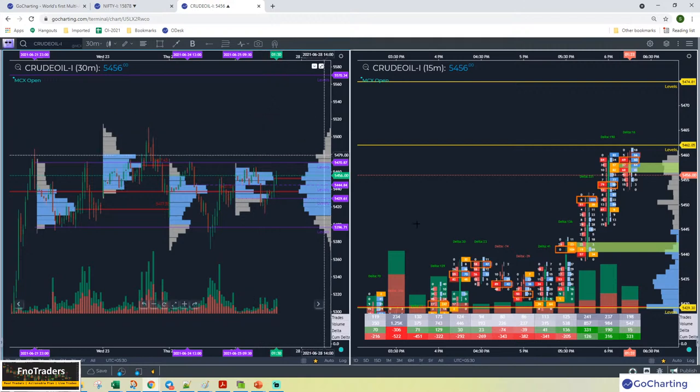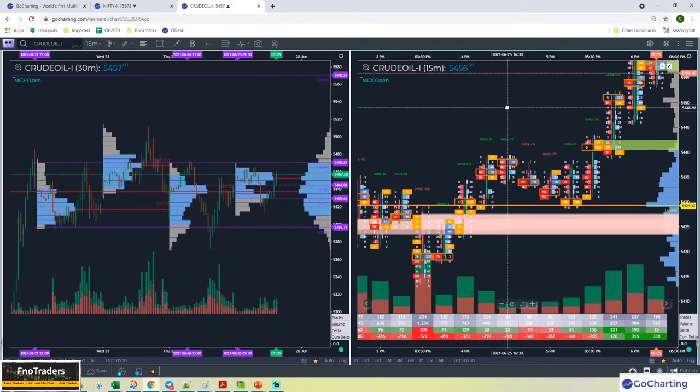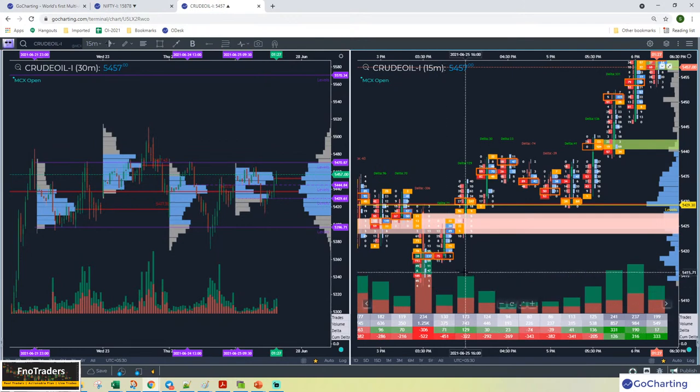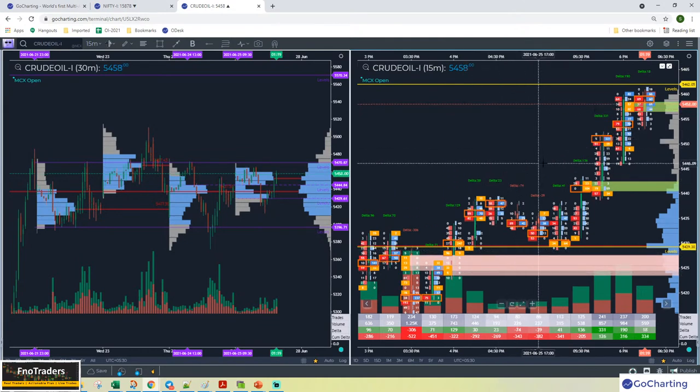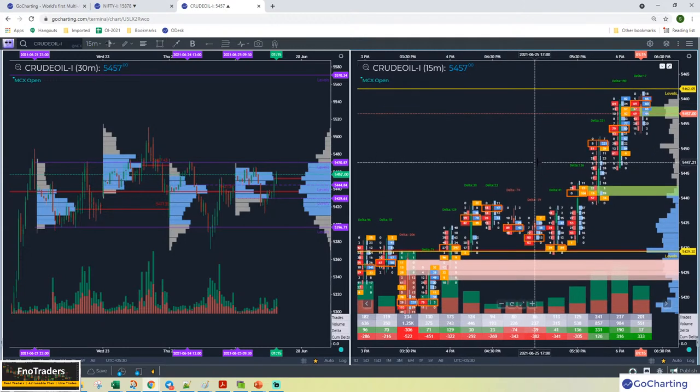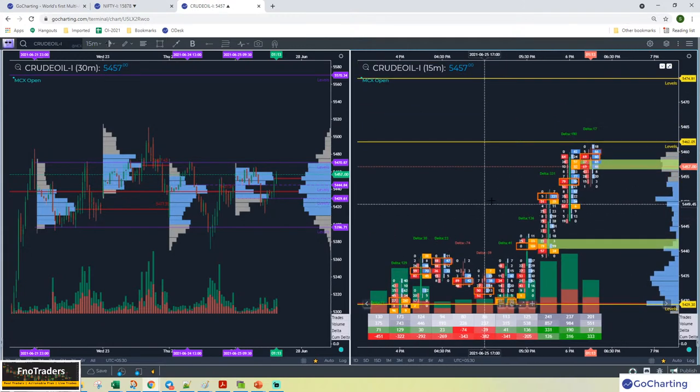So here I'm not looking at absorption and delta, I'm looking at relative delta to see buyers' and sellers' interest. Generally there is no fixed number for it. You would want to see that day's relative delta and activity, but anything above plus or minus 50 is something I'm looking at as an interest. Typically 50 to 100.